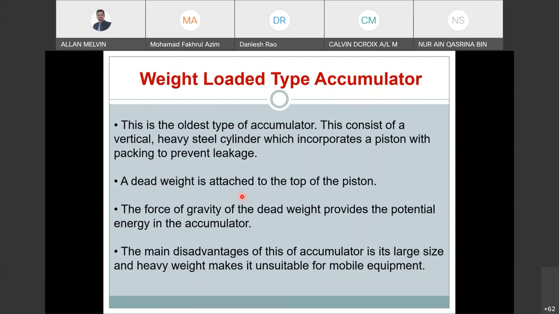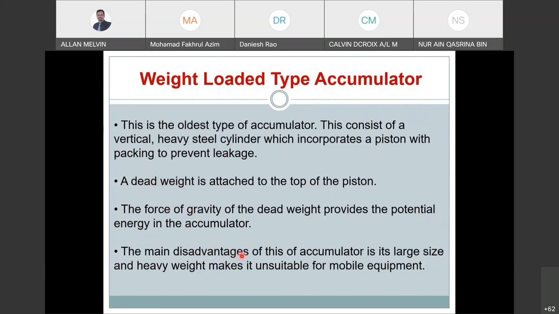As you can see here, you are using a dead weight. A dead weight is a loose weight which you can detach from a system, like your dumbbell. You can remove it from the system whenever you want. Let's say it's 1 kg or 2 kg of weight, and you put it on top of something to create the pressure. So we are attaching this on top of the piston, and because of gravity, it will produce potential energy in the accumulator.